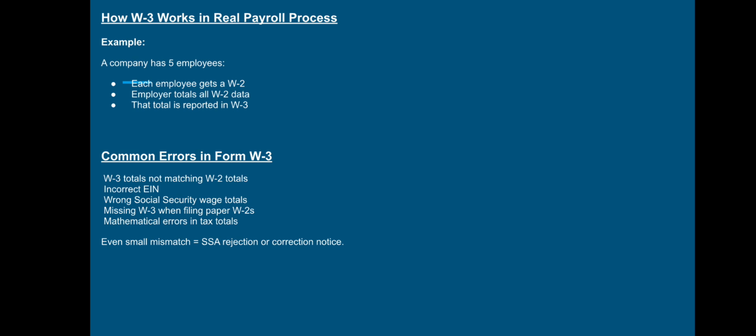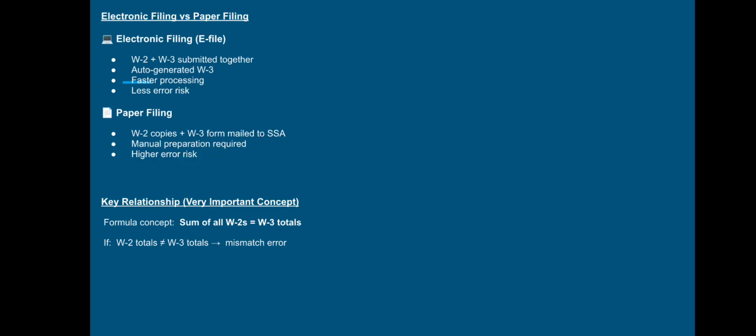Common errors in Form W3. W3 totals not matching W2 totals. The error in W3 is if the W3 total is not matching with the total of each individual's W2. Other errors: an incorrect EIN recorded, wrong Social Security wages total mentioned, missing W3 when filing paper W2s, mathematical errors in tax totals, Social Security, Medicare, federal withholding. Even a small mismatch means SSA rejects or sends a correction notice. So even a small mistake in W3, SSA will reject it or send a correction notice.